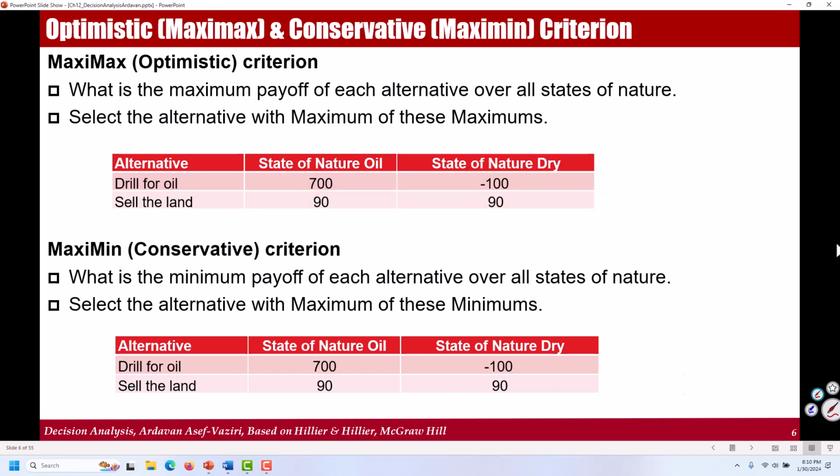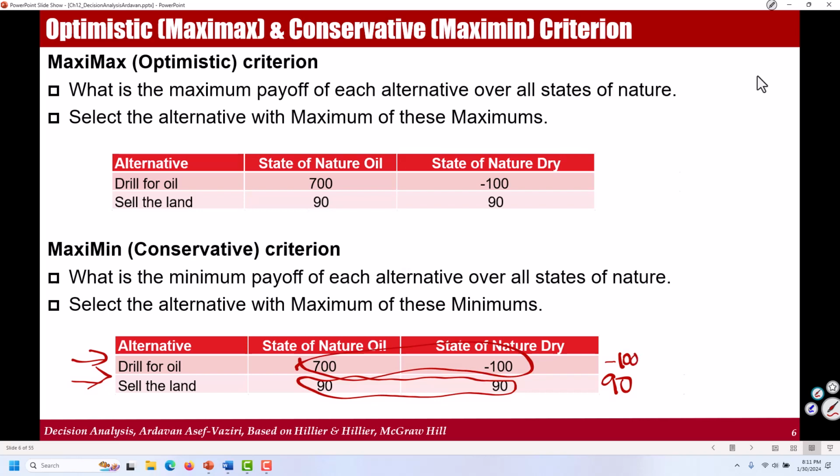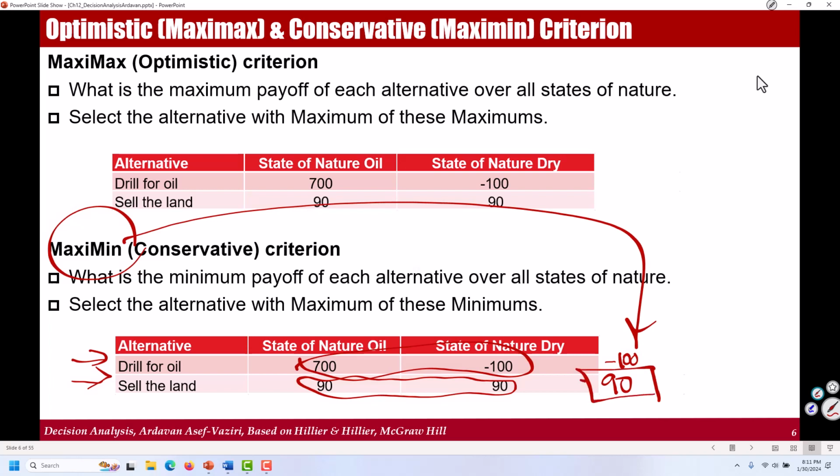Let's look at the second, MaxiMin. This is one alternative. This is another alternative. What is the minimum case that can happen here? MaxiMin. What is the minimum? 90. What is the minimum that can happen here? Minus 100. These are minimums. Which one is maximum? This one. Therefore, go for this decision.